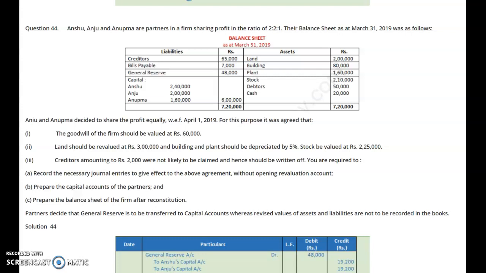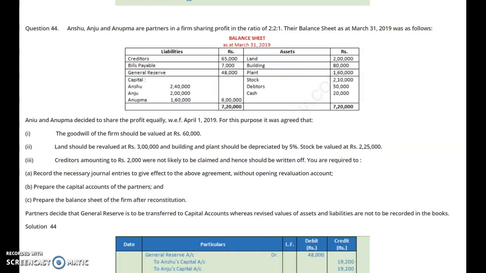Dear students, today we will practice more numericals relating to the topic of change in profit sharing ratio. I had already shared a number of numericals and their solutions, and how they are to be solved. Let's discuss one more numerical problem relating to the change in the profit sharing ratio. Now see this important question number 44.